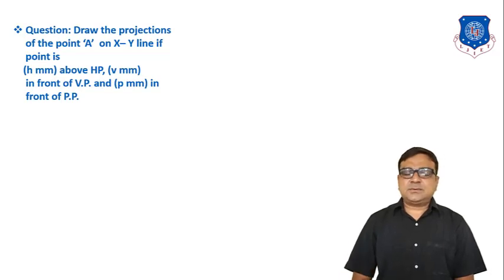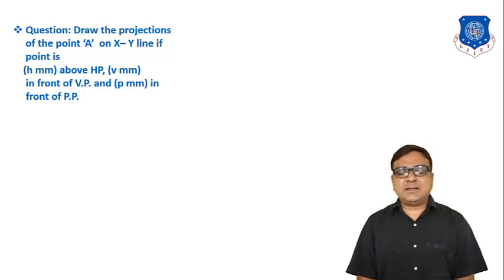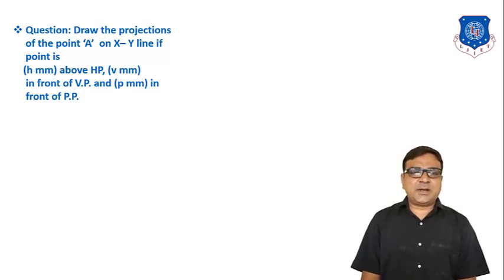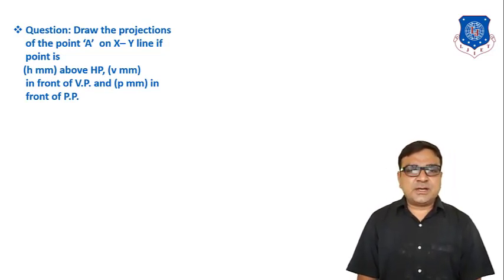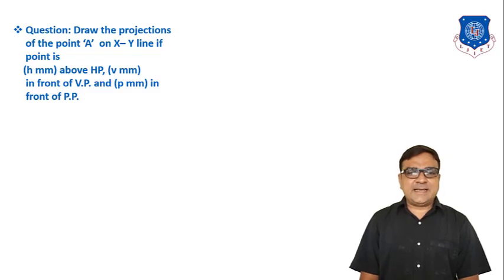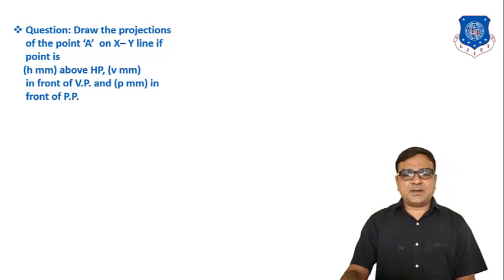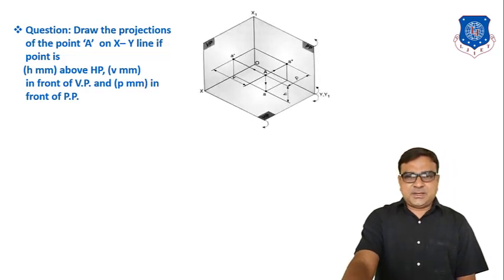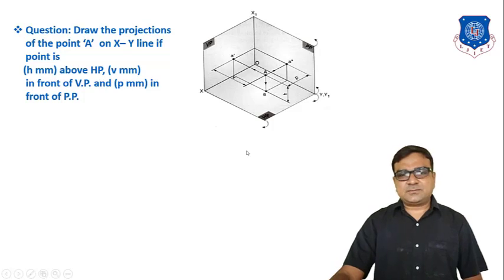Now, here we want to discuss the point with respect to 3 reference planes: horizontal plane, vertical plane, and profile plane. So our data is: draw the projection of point A on the XY line if the point is h mm above HP, v mm in front of VP, and p mm in front of the profile plane. So in the 3D view, this is the horizontal plane, vertical plane, and profile plane, in which this capital A is located. Suppose A is in the first quadrant.